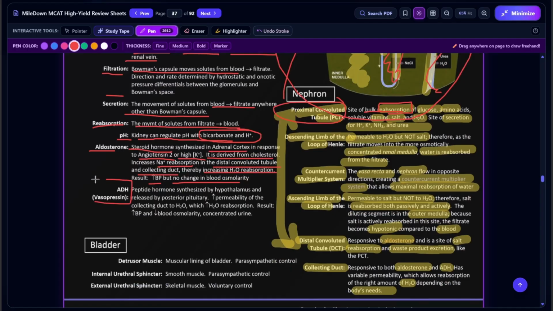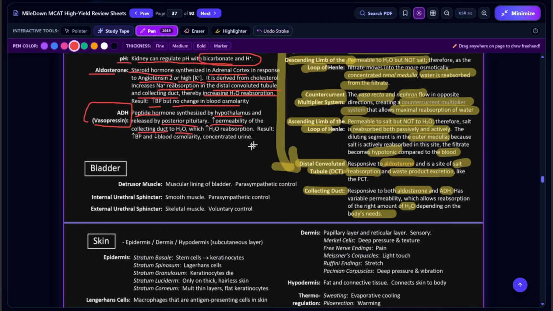Vasopressin, ADH, is a peptide hormone synthesized by the hypothalamus and released by the posterior pituitary. It increases permeability of the collecting duct to H2O. So basically, remember that your collecting duct can be responsive to aldosterone and ADH, and ADH is a really good hormone that helps tell it, hey, we need more or less water. So that's why the collecting duct can be variably permeable, meaning it could be permeable to water or less permeable to water depending on what the body needs, and ADH vasopressin helps signal to it, hey, we need more, we need less water.